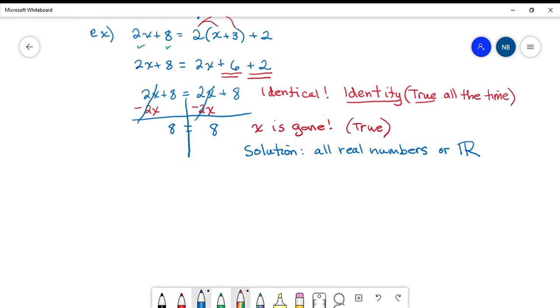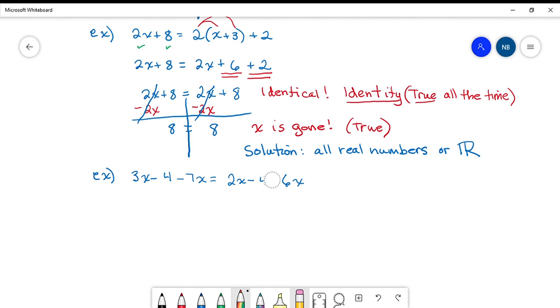All right, let's see, do I have another example? I do. Okay. This equation is 3x minus 7 3x minus 4 minus 7x equals 2x minus 4 minus 6x.